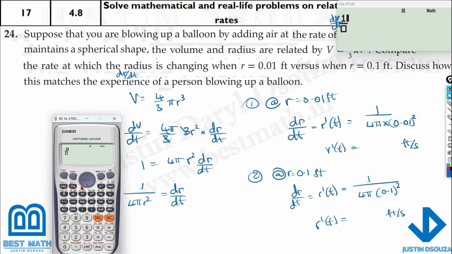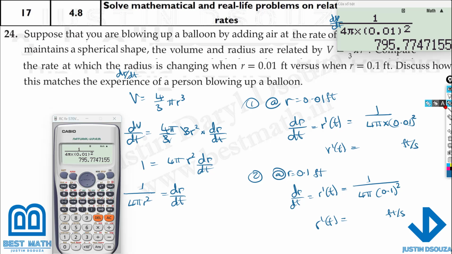Here we have 1 divided by 4 pi, shift and the symbol here, into 0. I'll just use the brackets, 0.01, close the bracket and then square it up. Here you can see it's 795.77. The rate of change is very much high, you can say. It's a huge value, isn't it? So here it's 795.77 feet per second. What about the next case? Only it is, remove the 0 off, and it's 7.95 or 7.96 feet per second.